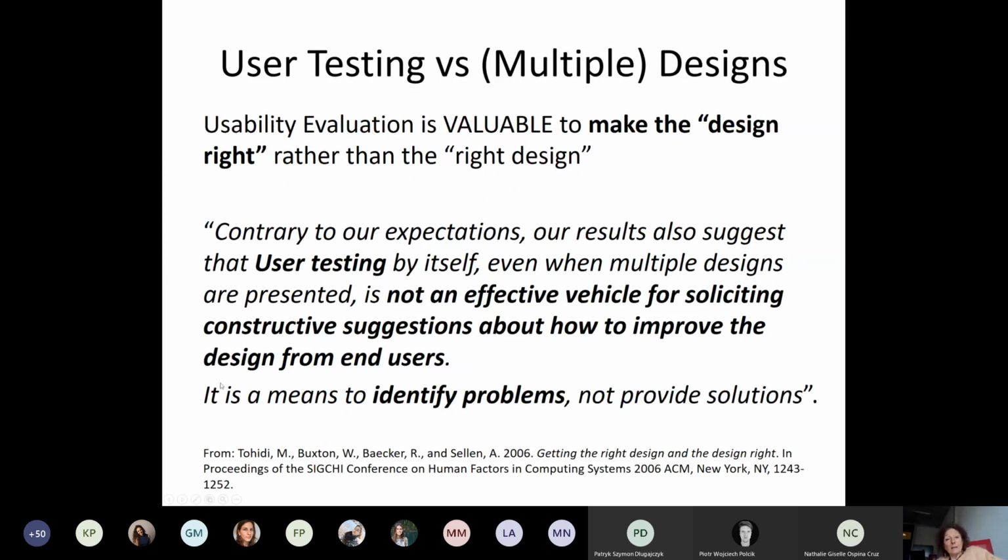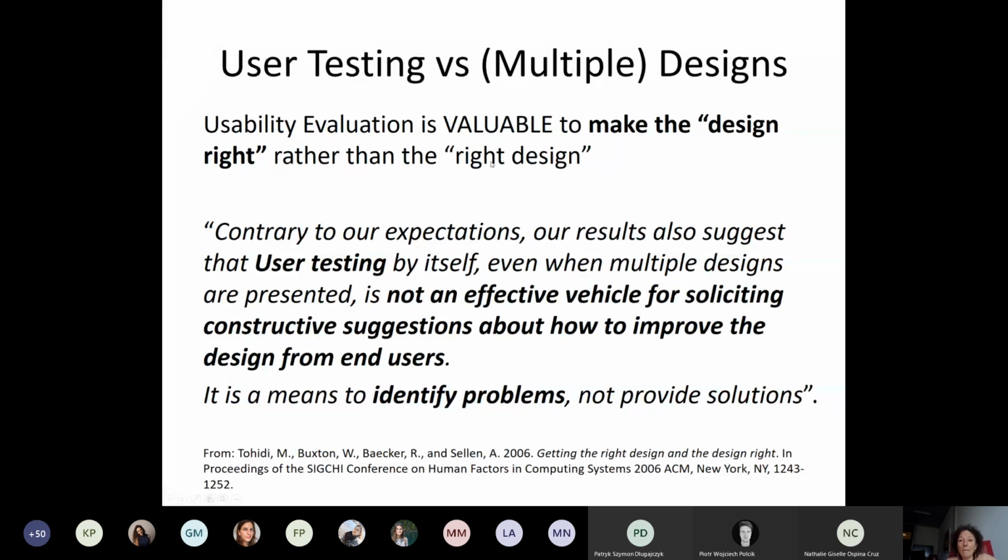Okay, the other thing is user testing versus multiple design. Usability is valuable to make the design right. My suggestion, and in a sense the entire spirit of the next lesson, will be to find out how to make the right design since the very beginning, so that, having usability in mind since the very initial step of conceptualizing the design of our application, I will have a usable application that will be positively evaluated by the inspector, by the user.